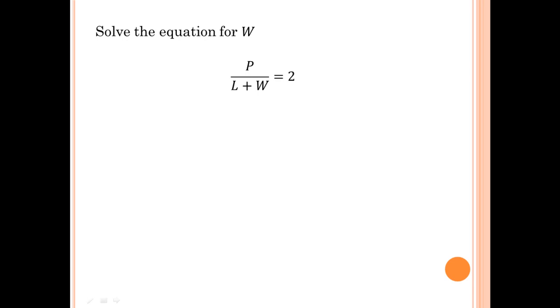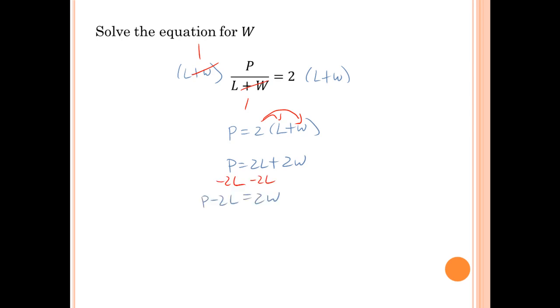Let's start by clearing the denominator by multiplying both sides by L plus W to get this equation. After canceling the denominator, we have P is equal to 2 times L plus W. Since we want to solve for W, we'll distribute the 2 on the right-hand side to get P is equal to 2L plus 2W. To get the W's on one side of the equation, we will subtract 2L from both sides to get P minus 2L is equal to 2W.